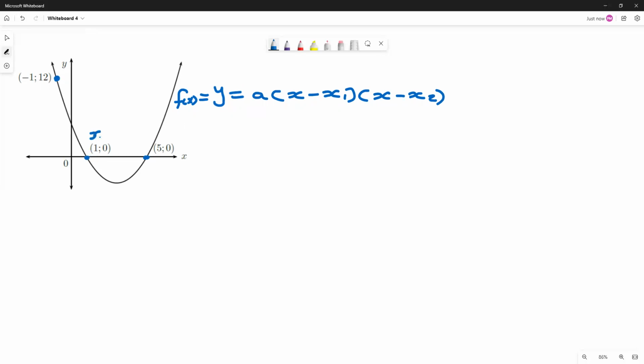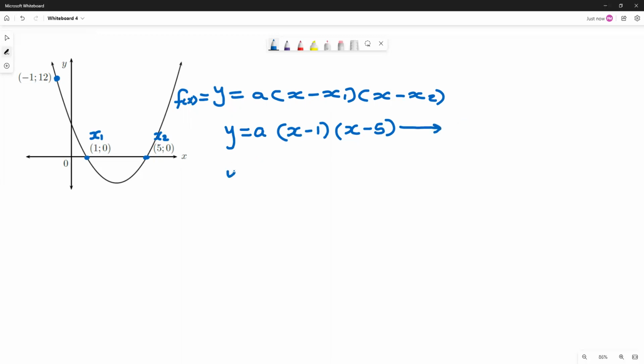So this will be x1, and then this will be x2, right? So let's substitute. We have y equals a, and I'm sure you can see it's going to be x minus 1, then x minus 5. The minus signs don't change because you have all positive values here, so no need for brackets, right? Then remember, you make a small arrow here that you're going to use later.